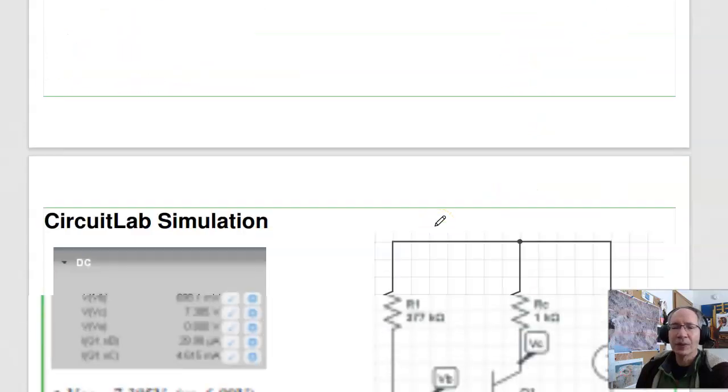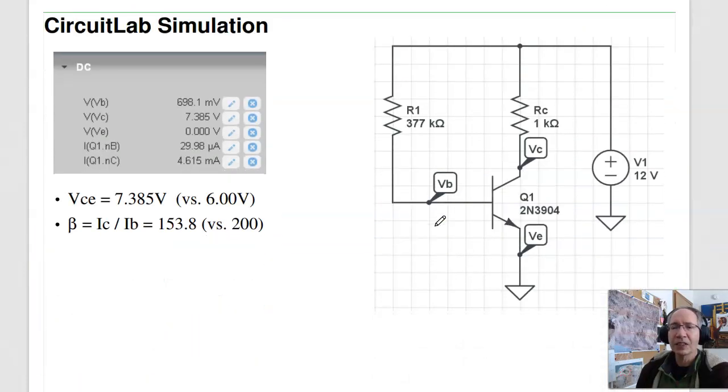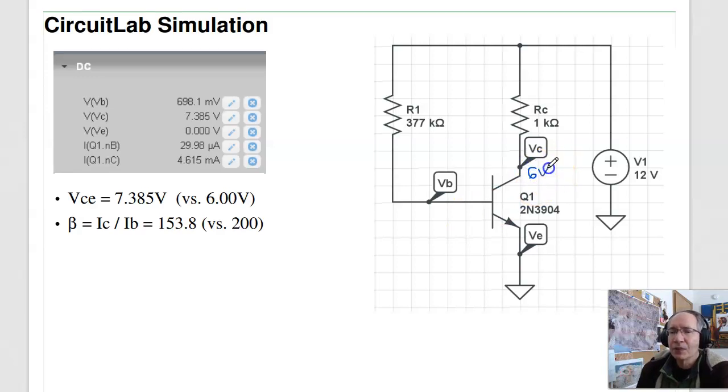The problem with that design is it's really sensitive to variations in beta. For example, if I built this in Circuit Lab, I designed for 6 volts right here. If I simulated, I'm getting 7.38 volts. The reason being is that I designed for beta of 200. If you solve in Circuit Lab, I find IB, find IC, and I can do that just by clicking at the base, clicking at the collector. It'll tell you what the currents are. Take the ratio. Circuit Lab uses a gain of 153, not 200.